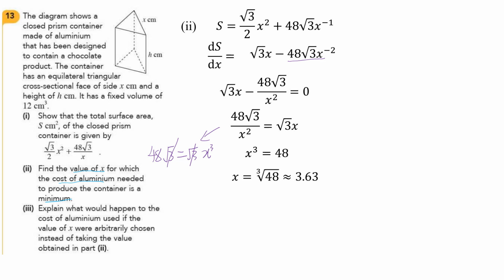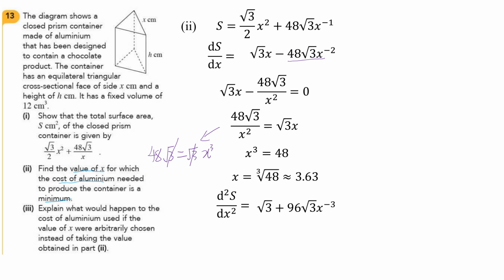Okay, we're not asked to show that it's a minimum. Right, they did not say show that it is a minimum, so we don't have to do that. But for part 3, we need to explain what will happen to the cost of aluminum if you don't use x equals 3.63, if you use x equals 5, or x equals some favorite number of yours. What do you think the cost of aluminum will be? Obviously, if you use some other value, then your surface area would not be a minimum. Of course, unless you're rich enough to make a huge Toblerone and you're not interested in making money, then of course you can just ignore the cost.